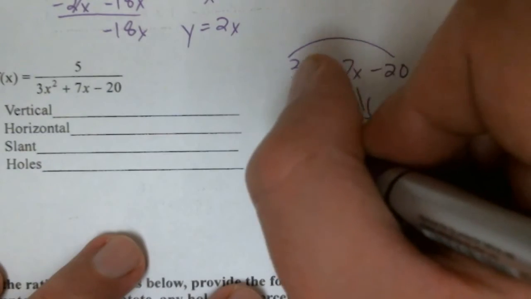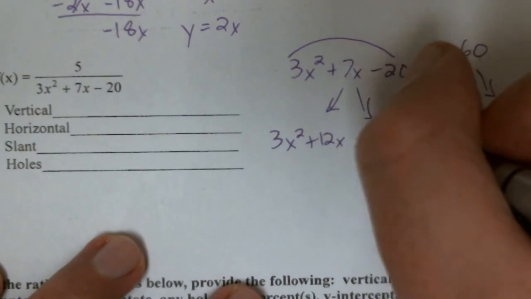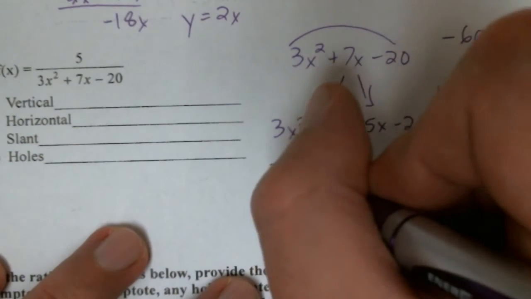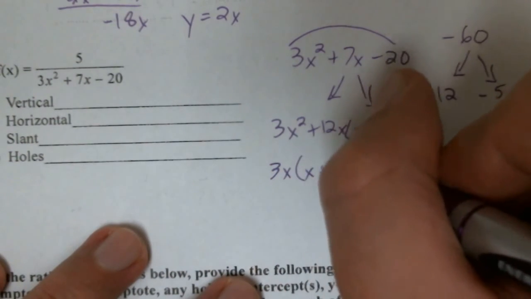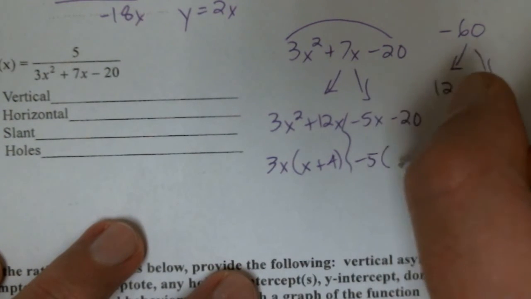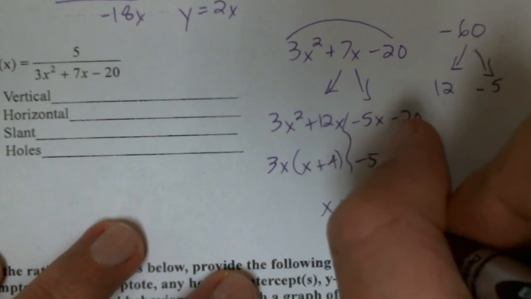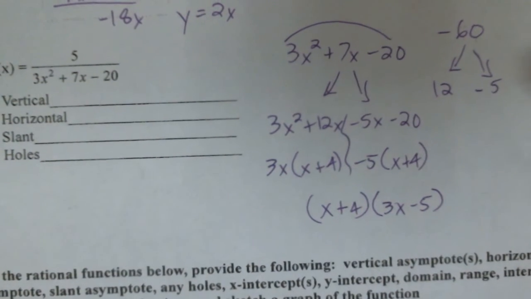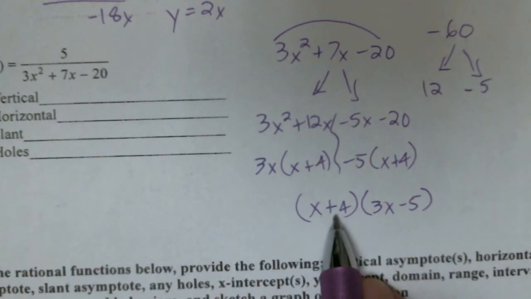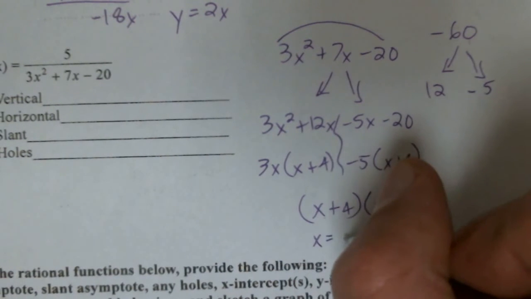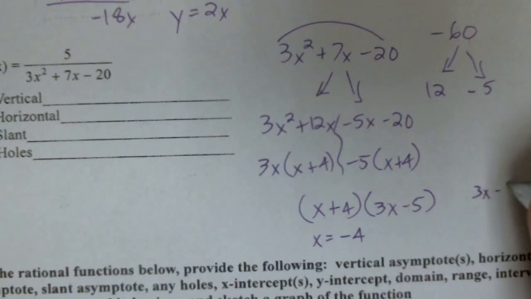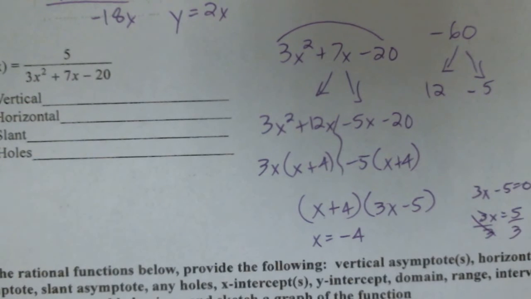So let's break that down into 3x squared plus 12x minus 5x minus 20. Let's draw our curtain. Let's pull out a 3x, x plus 4. Let's pull out a negative 5, x plus 4. So we have x plus 4 times 3x minus 5. If I solve this, on this one I can just flip the sign. So x is equal to negative 4. Now this one, move the 5 to the other side. So 3x equals 5, divided by 3. You get x is equal to 5/3.